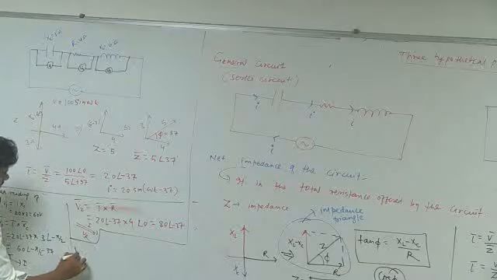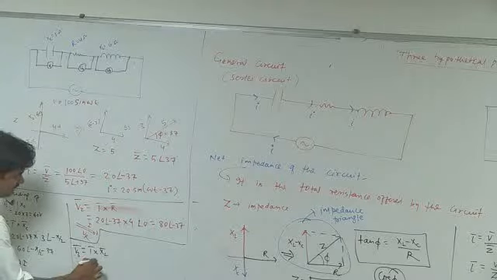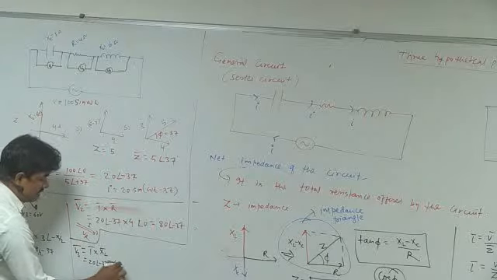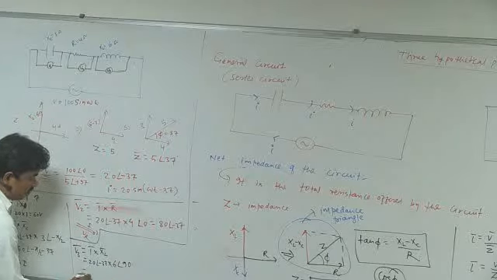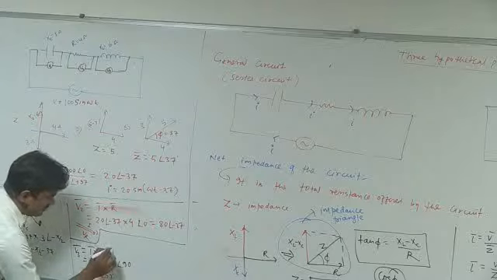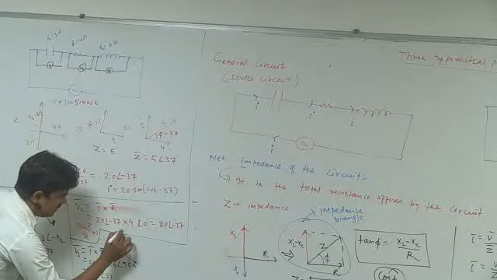Now V3 will be how much? I phasor times XL phasor. I phasor is 20 angle minus 37. XL phasor, tell me. 6 angle 90. How much did we get here? 120 angle 53 degree. Yes or no? So this is I and this is V across L. Yes.